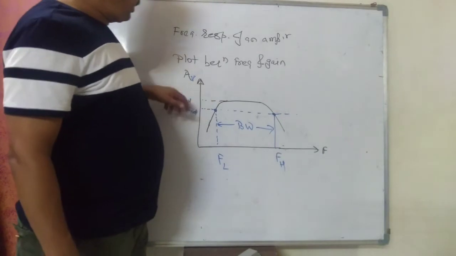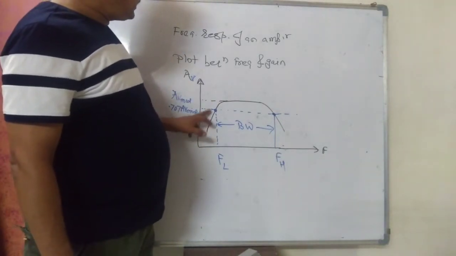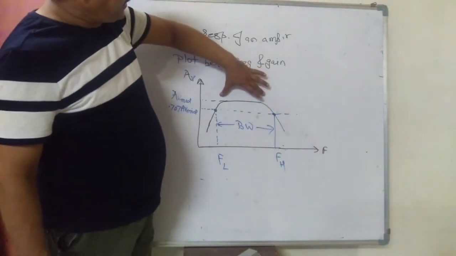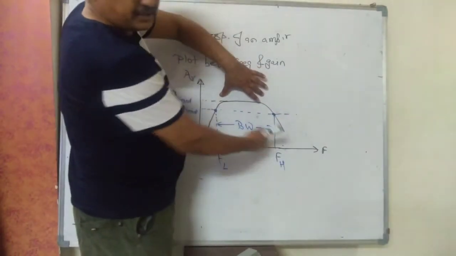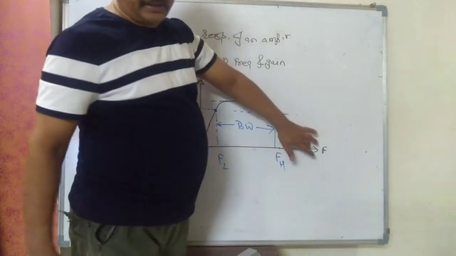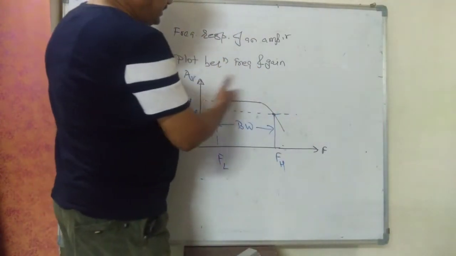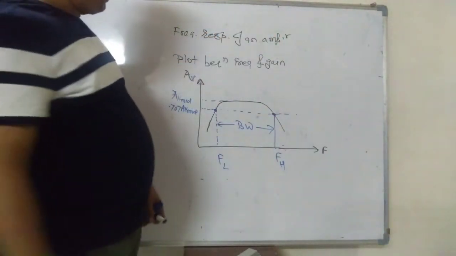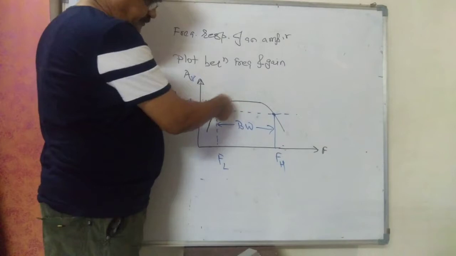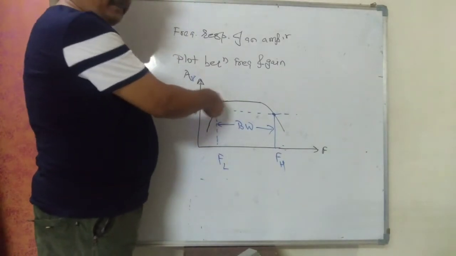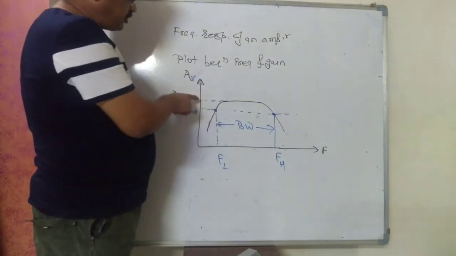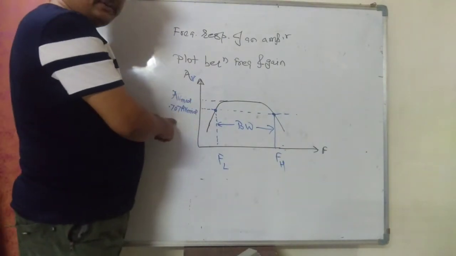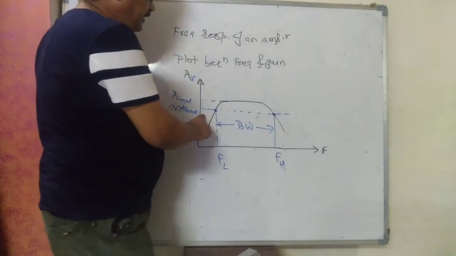In the graph, we will observe that gain is increasing with frequency, then it is remaining constant for a wide range of frequency. From this point to this point it is remaining constant, and then it is decreasing for higher frequency. So increasing, constant, decreasing. That is the nature of response of amplifier. So maximum gain, whatever it may be, you multiply that maximum gain by 0.707. Suppose this is 10, then this will be 7.07.